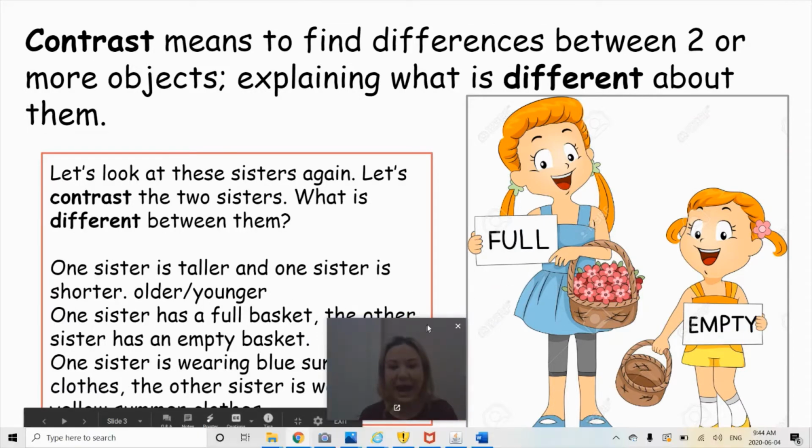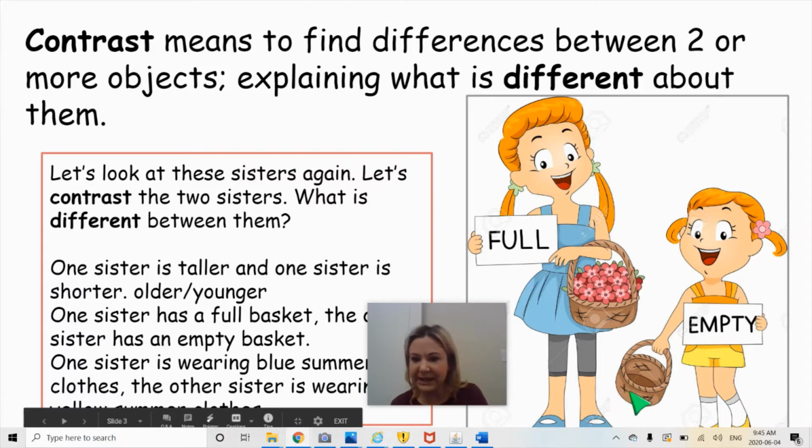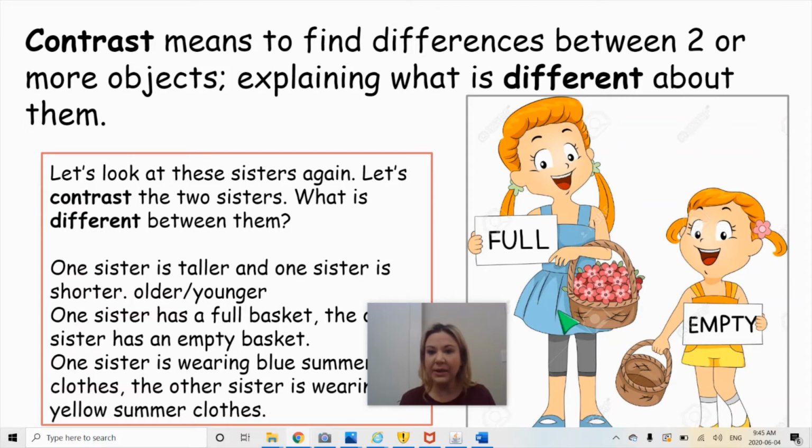All right, contrast means to find differences between two or more objects. So what is different between the two girls? Well, you may say that this girl's basket is full of flowers and this girl's basket is empty, okay? You may say that one sister is wearing blue summer clothes and the other is wearing yellow and orange, okay? You may say that the one sister is shorter and the other is taller. So there are differences, okay?